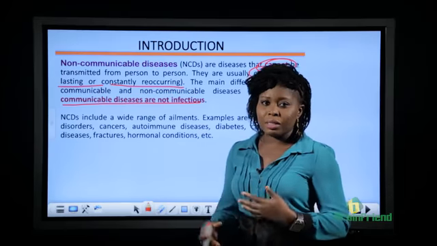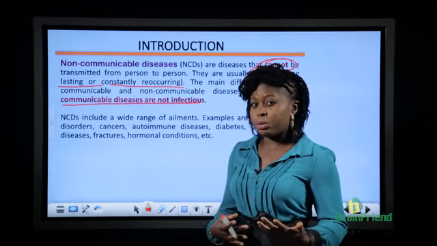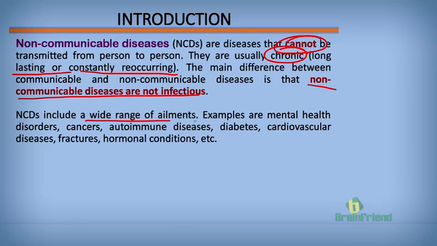Now, when you hear non-communicable diseases, just as with communicable diseases, they include a wide range of ailments, okay? This range of ailments could be from mental health disorders, cancers, autoimmune diseases, diabetes, cardiovascular diseases, fractures, hormonal conditions, etc. So any range or type of disease that cannot be passed from one person to another person is a non-communicable disease.